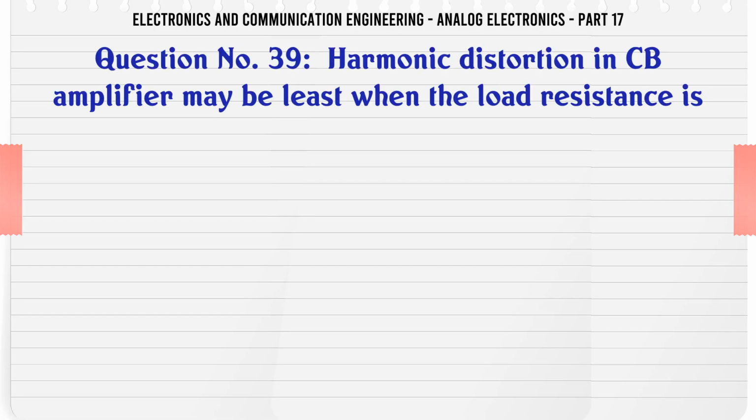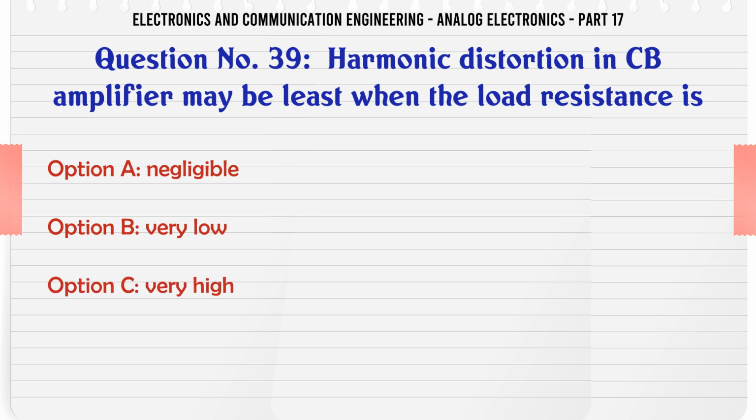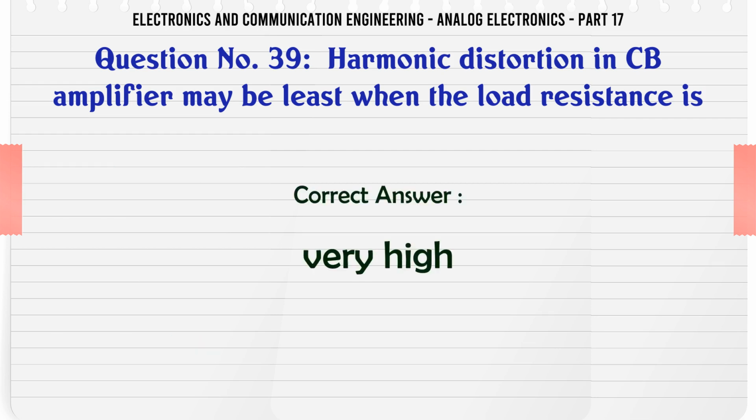Harmonic distortion in a CB amplifier may be least when the load resistance is: A. negligible, B. very low, C. very high, D. infinite. The correct answer is very high.